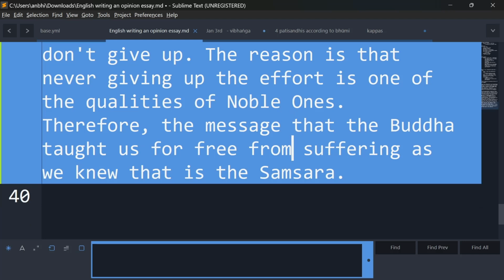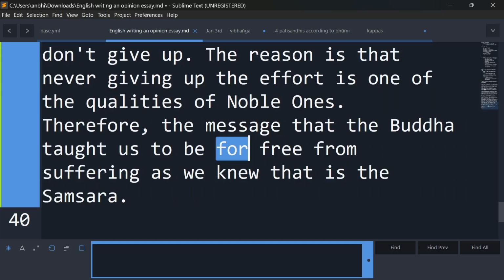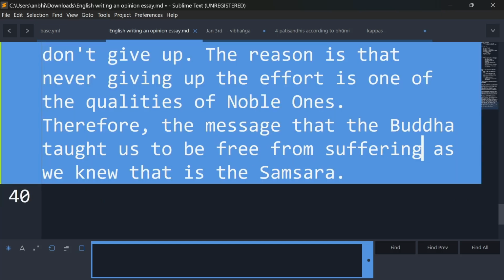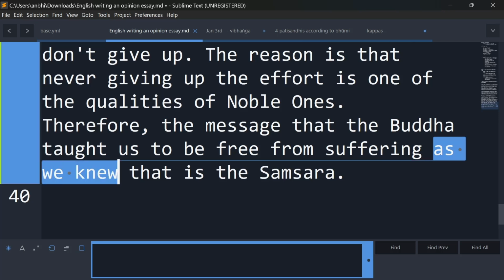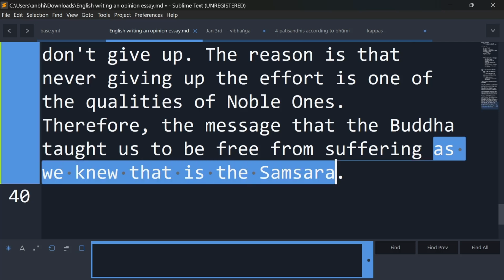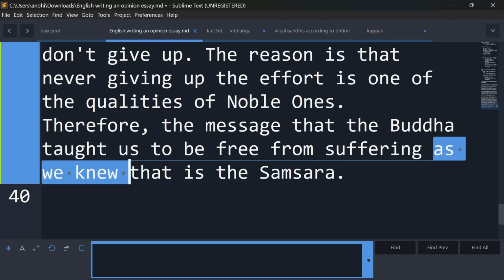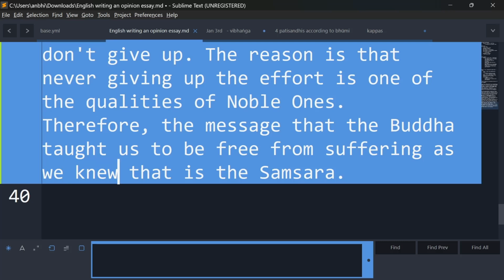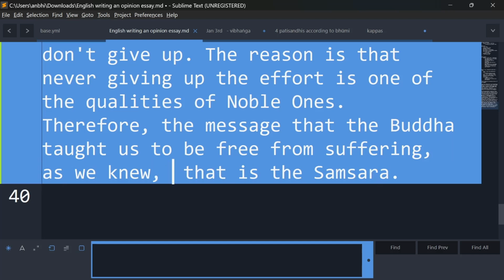the message that the Buddha taught us to be free from suffering. Yeah, now I cannot make sense of the sentence. I don't understand. As we knew, that is the samsara. As we knew, like this. Free from suffering. As we knew.